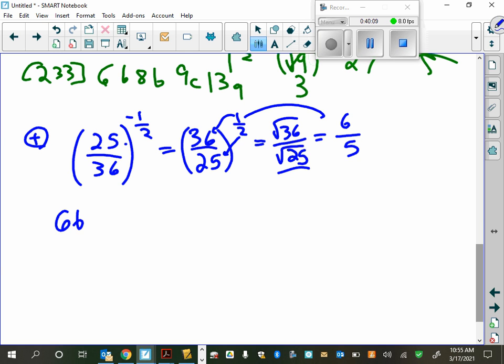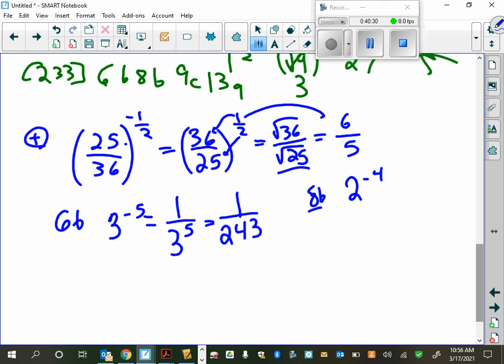Okay, 6b says 3 to the negative fifth. That's 1 over 3 to the fifth. And what's 3 to the fifth? Good. 1 243rd. Okay, thank you. And 8, Bobby, is 2 to the negative 4, which is 1 over 2 to the positive 4.